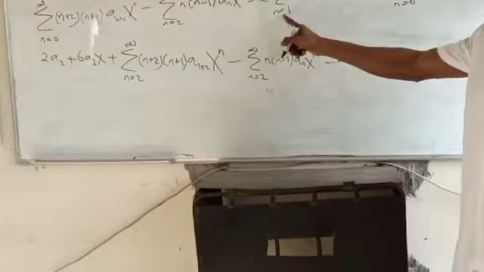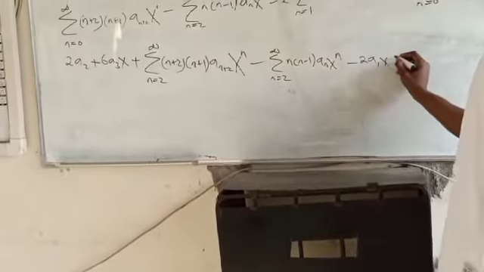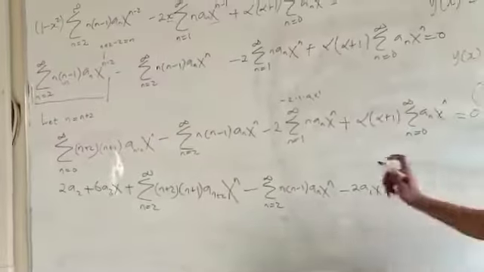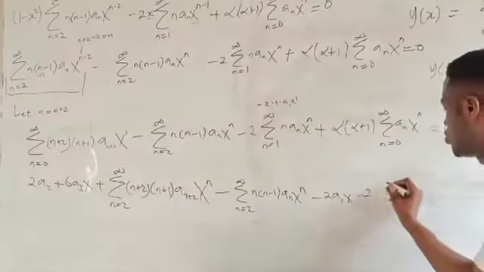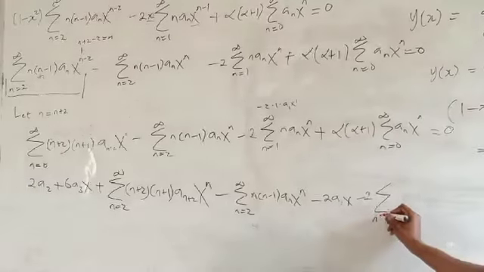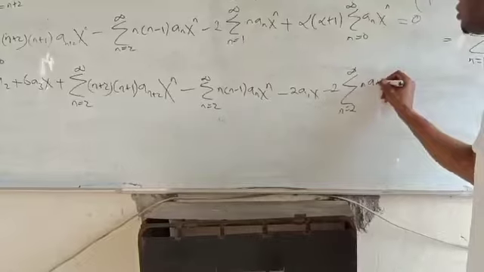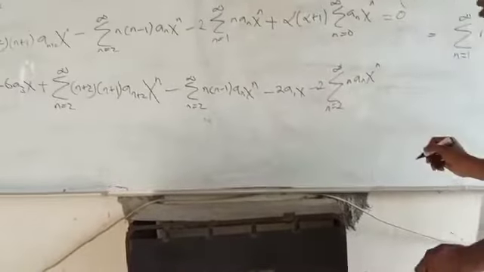Then instead of writing when n is equal to, I will just bring it down by saying minus 2 summation from n equals 2 to infinity n a subscript n x raised to the power of n.